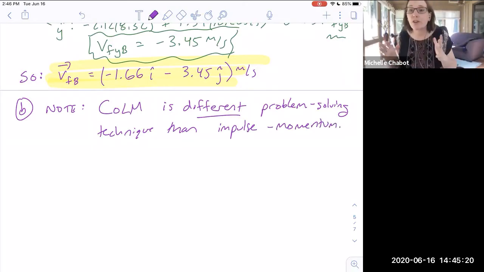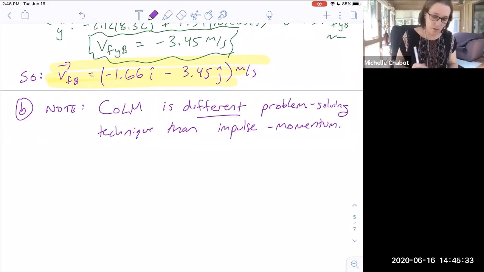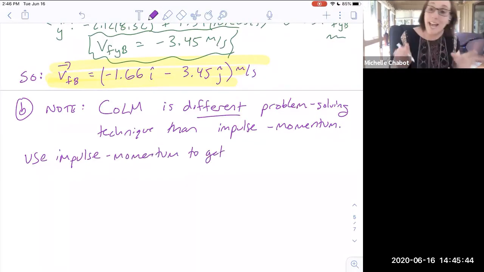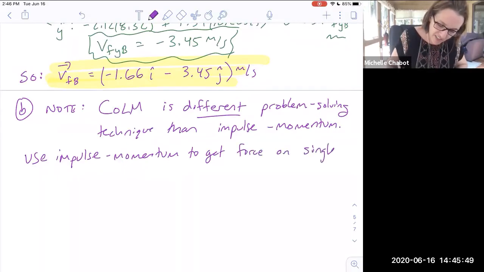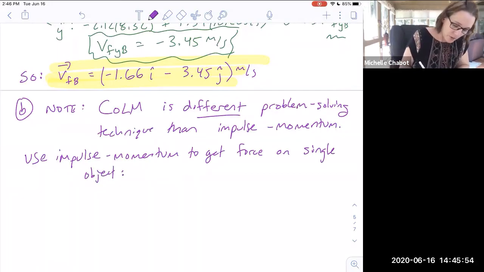Right? Conservation of linear momentum involves the entire system. You're looking at the total momentum of the system, and you're telling the initial equal to the final. For impulse momentum, remember it applies to a single object in that system. So in this case, we need to use impulse momentum to get the force on a single object.